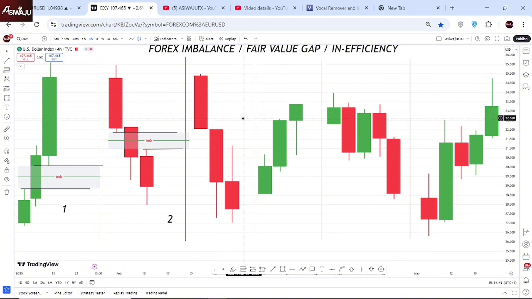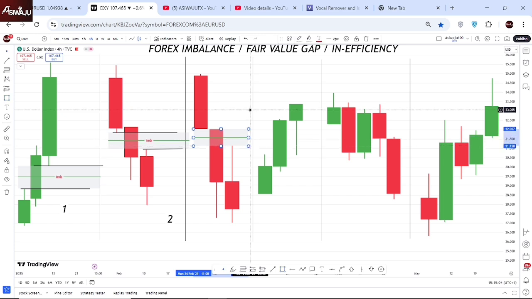And if you want to mark out your imbalance in any kind of situation in the market, you will mark it from the low of the candle, which is the lower body of the candle, and to the third candle. It can also be the body or the wick. So that's how you mark it.